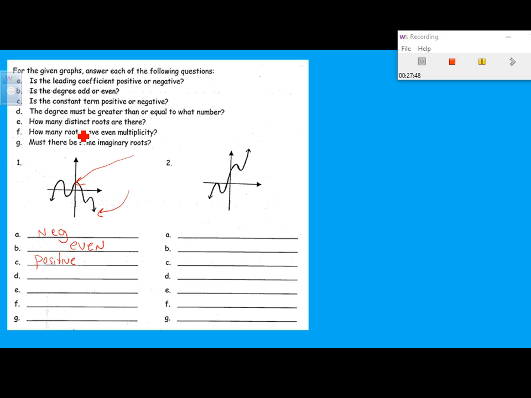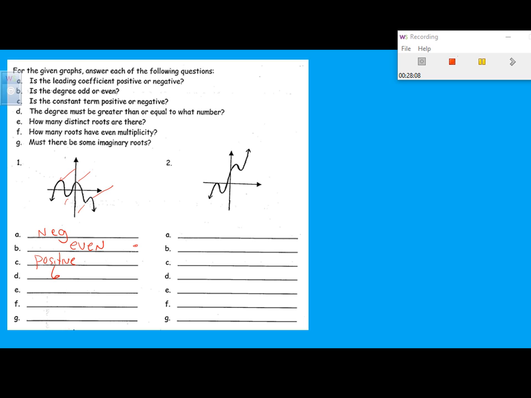The degree must be greater than or equal to what number? So put things together. It's got to be even, and then go count your turning points. I've got 1 turning point, 2, 3, 4, 5. Add 1 to that, and it's going to be at least a 6th degree polynomial.